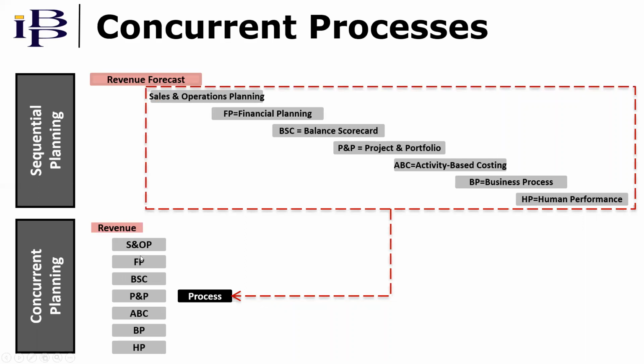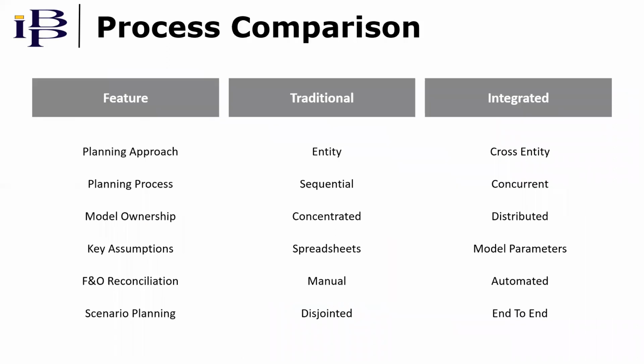And you can see how these have, just by having an integrated process, combined all of these different traditional approaches. So just by way of a summary, some of the things that we've talked about to this point: a planning approach that's more cross-entity versus entity-driven, concurrent process versus sequential, distributed versus concentrated model ownership, key assumptions being embedded in the model parameters versus in spreadsheets, automated financial operational reconciliation, and end-to-end scenario planning.